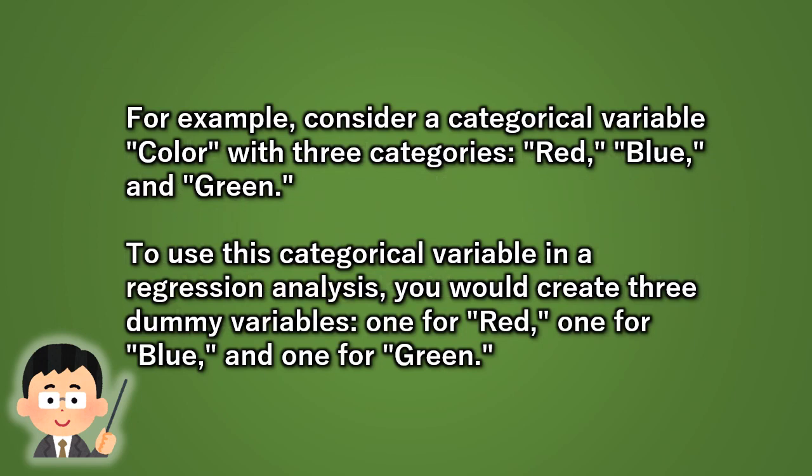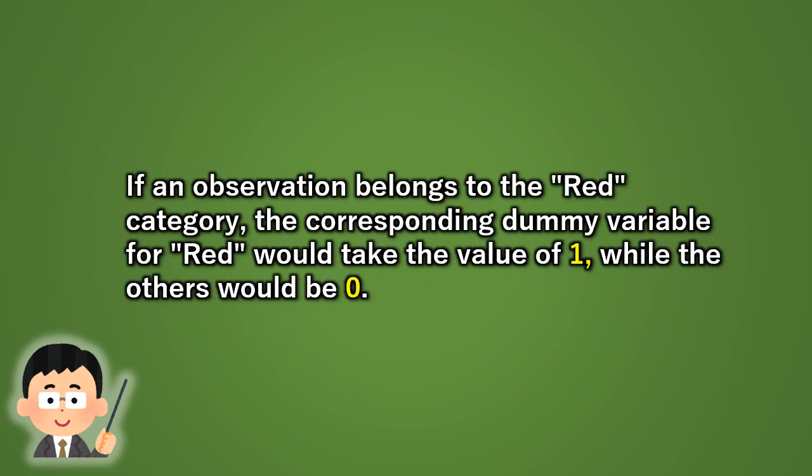For example, consider a categorical variable color with 3 categories: red, blue, and green. To use this categorical variable in a regression analysis, you would create 3 dummy variables, one for red, one for blue, and one for green. If an observation belongs to the red category, the corresponding dummy variable for red would take the value of 1, while the others would be 0.